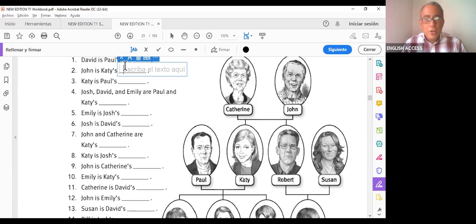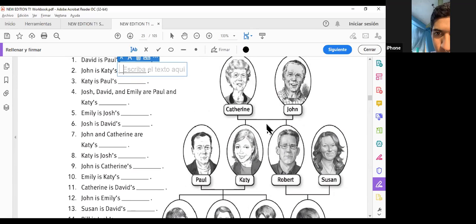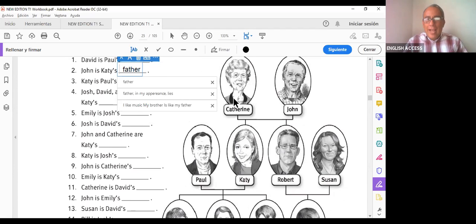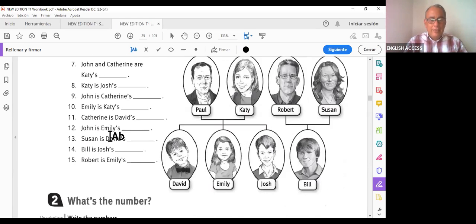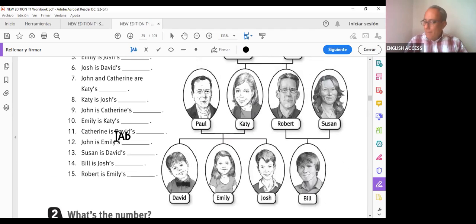husband. No. Father. Father. You see, Catherine and John are married. So they have 2 sons, 2 children, Robert and Kathy. John is the father of Kathy, and John is the father of Robert. Catherine is the mother of Robert and the mother of Kathy. With that information, you complete this exercise. Only this one, okay?